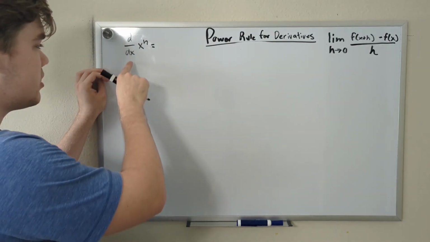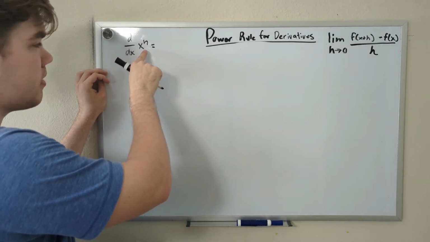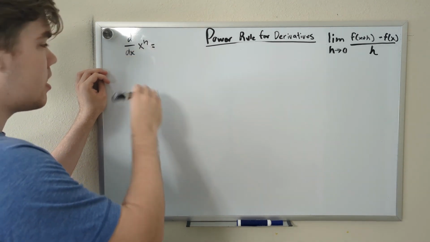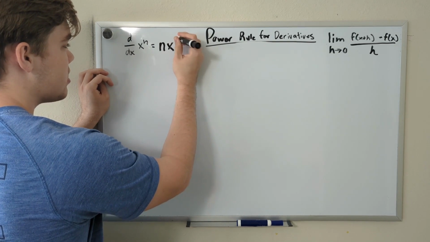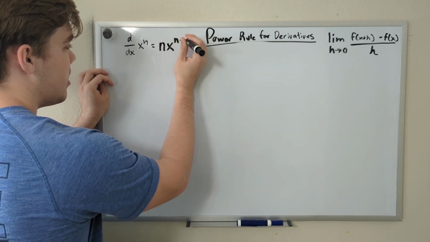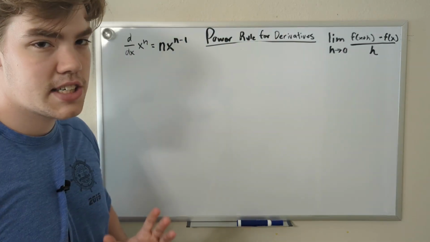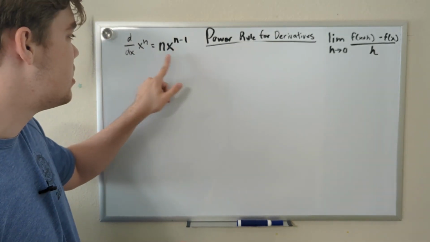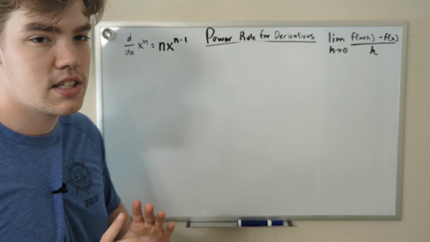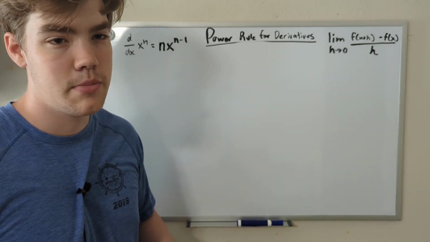The power rule states that if we're trying to find the derivative for any function x raised to the n power, so whatever power you have, this is equal to n times x to the n minus 1 power. So what's actually happening is we pull down whatever our original exponent was to the front, and then we subtract 1 from the exponent to find the derivative. And let's do some examples to make this a little bit easier to understand.